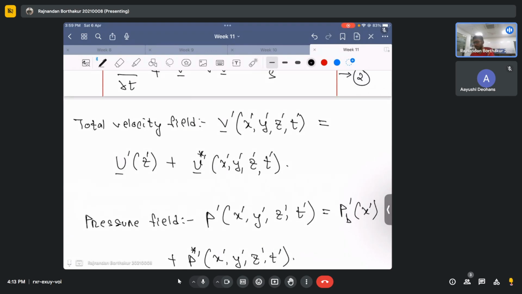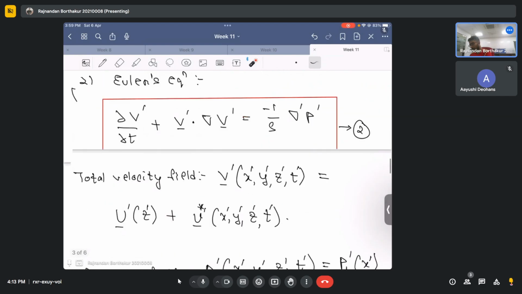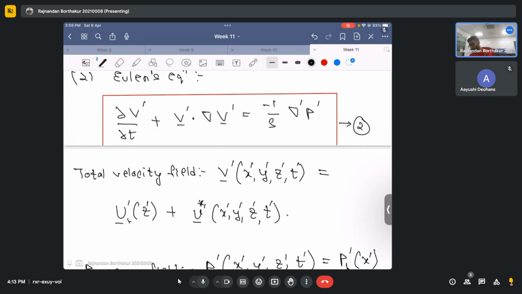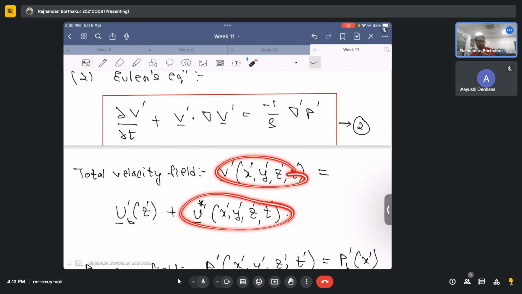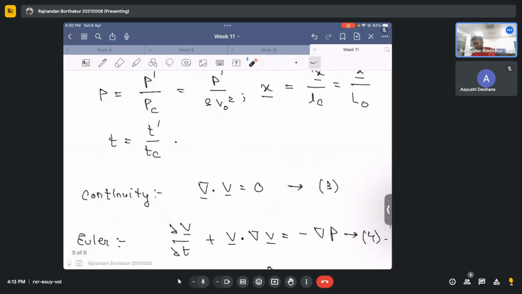So remember, whenever there is a subscript b, that's the base flow. Whenever there is no subscript, that's the total flow field. And whenever there is a star, that is a non-dimensional variable denoting the perturbations. That's why I just wrote it here.